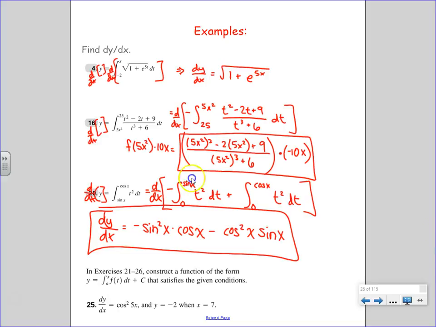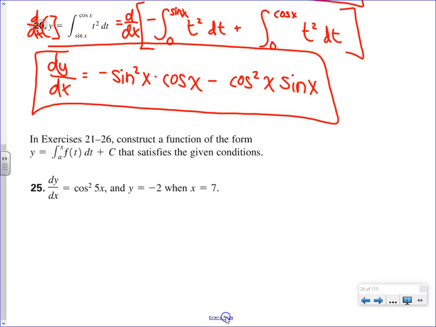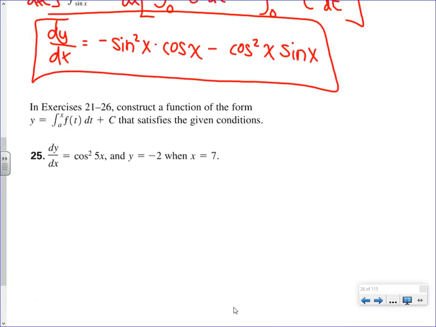Now, what happens on number 25 is a bit interesting. Yeah, this is the homework I needed help with. It got weird right here. Construct a function of the form y equals the integral from a to x of f of t dt plus c that satisfies the given conditions. So I have a derivative. They don't need me to solve for y without integration. They're saying you can take the derivative and throw them in an integral and just signify y. Just show me how to find y.